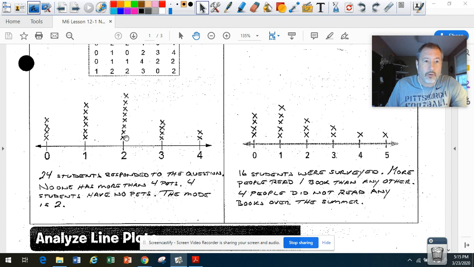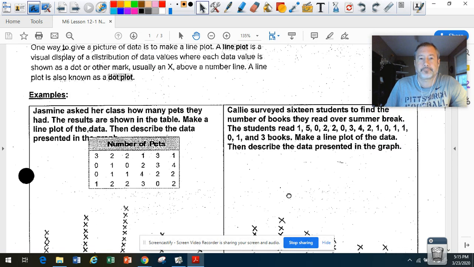We had a total of 8 students who had 2 pets. So that is my mode. So let's go over here to the next one now. Let's see what we got here.